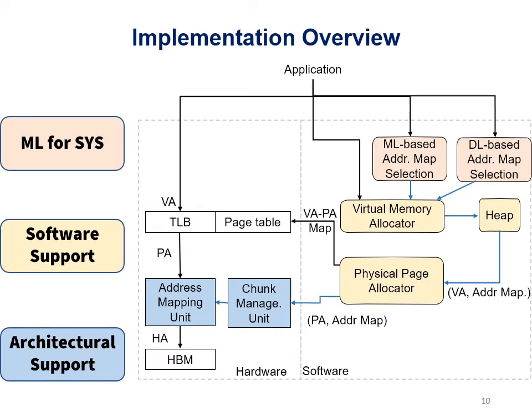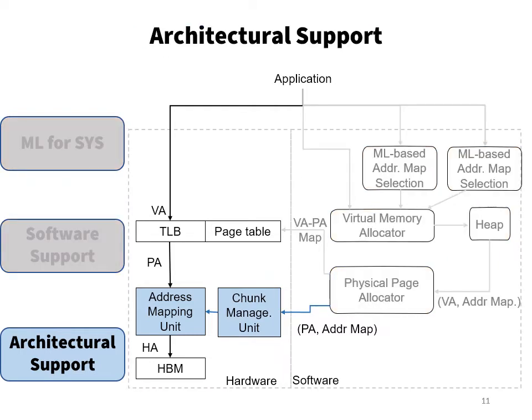Now, let's take a closer look at the implementation detail, including the architectural support, software support, and the machine learning system to identify the address mapping. Let's start from the architectural support. To implement SDM, the required hardware modifications to the existing processor are relatively minor.